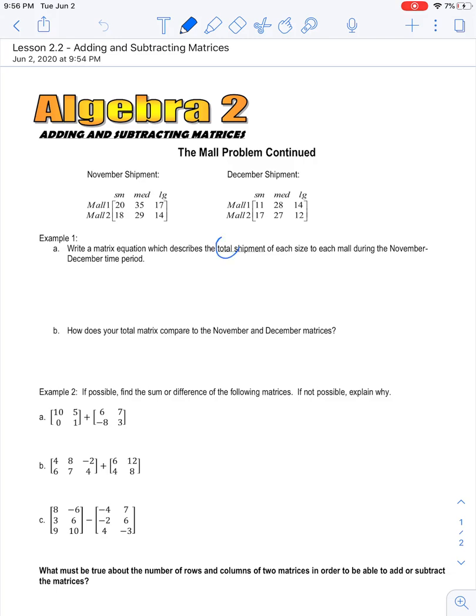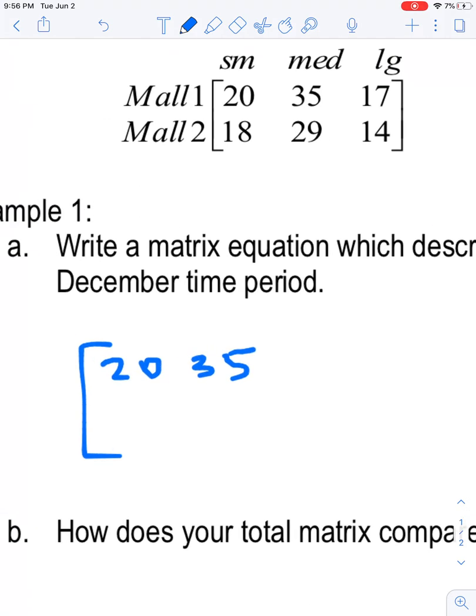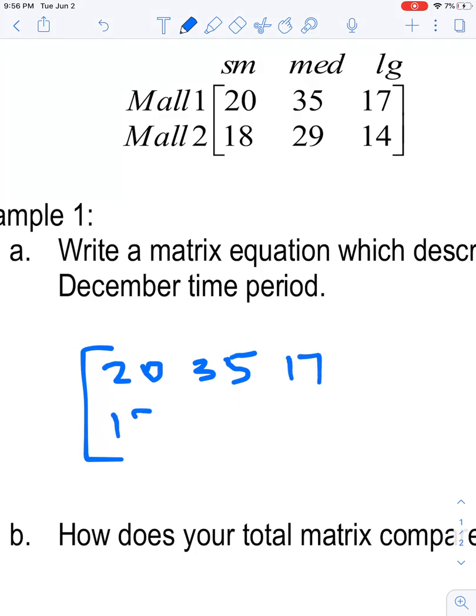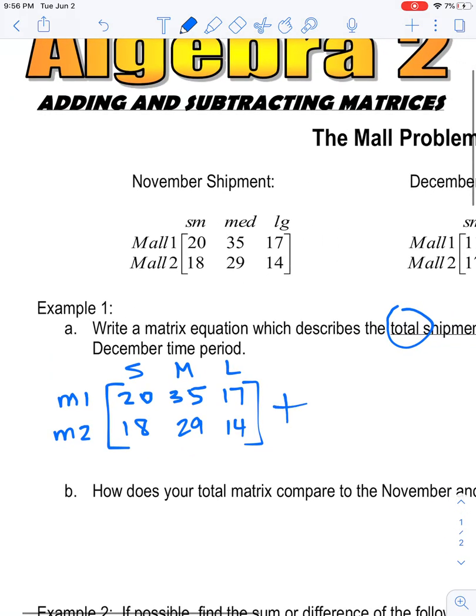So the key word here is total. Basically what we're going to do is we're going to add these matrices together. So since it wants an equation, I am going to rewrite each of them. So that first matrix, in row 1, we have the numbers 20, 35, 17, 18, 29, and 14. And just to include the labels, I'm going to put an S, an M, and an L, and then mall 1 and mall 2. I'll just put M1, M2. So I'm abbreviating a little bit here. And then I'm going to put a plus sign.